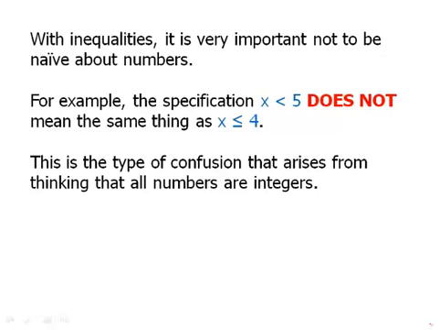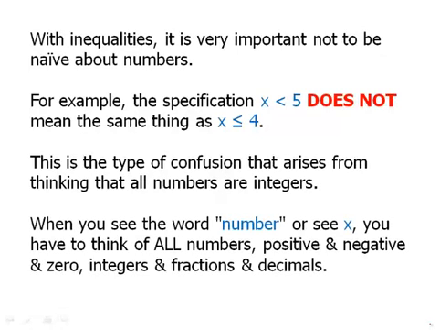And so this is the type of confusion that arises when people are thinking that all numbers are just positive integers. All numbers are numbers I can count on my fingers. In fact, when you see the word number, or just when you see an x, and all it's talking about is an x, and they don't specify anything else, you have to think of all possible numbers. This could be positive, negative, or 0. It could be integers, fractions, and decimals. It can be any kind of number on the number line. The whole number line is open when we just have the word number or when we just see the variable x.